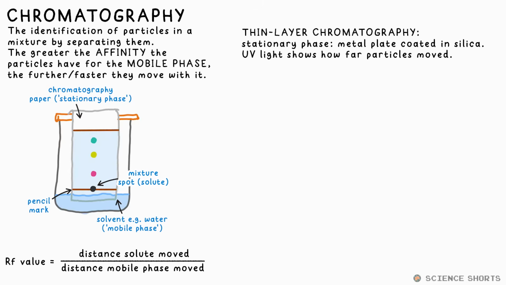This is the case for thin layer chromatography. This involves a metal plate coated with a thin layer of silica. The mobile phase moves up that. UV light shows us where the different molecules ended up, and then we can measure the distances and calculate RF values.